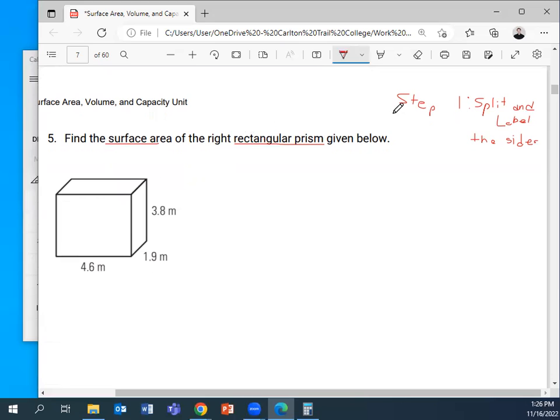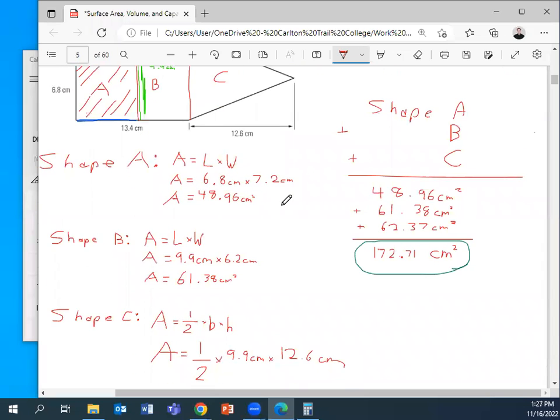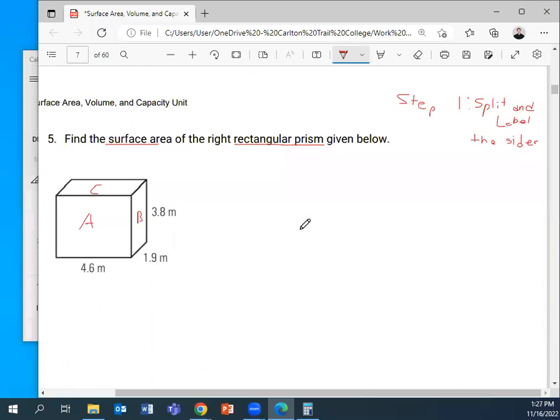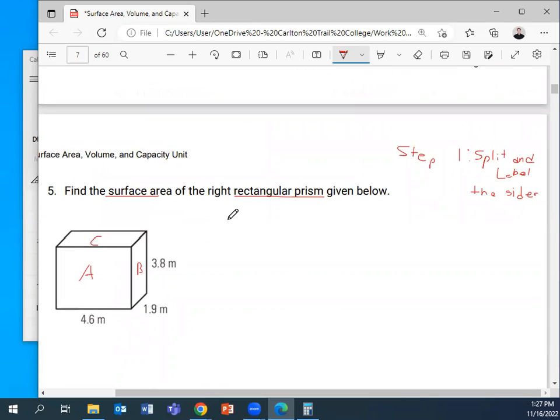So all I need to do is split and label the sides. I'm going to have side A, that's the front and the back. Side B, that's just the 2 sides. And then side C, which is the top and the bottom. So let's try and simplify this a little bit. First off, we already know that these are all going to be rectangles.